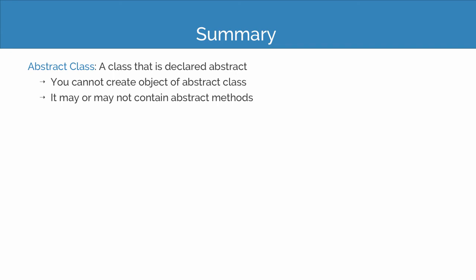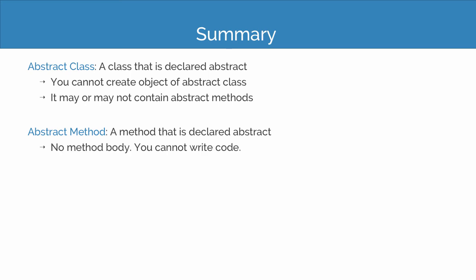So let us now summarize our topic. What is an abstract class? A class is known as abstract when it is declared abstract, and it needs to follow some rules, such as you cannot create the object of the abstract class. And then the abstract class may or may not contain abstract methods. Proceeding forward, we saw what an abstract method in Java is. Of course, when a method is declared abstract, it is known as an abstract method. And again it follows some rules, such as the abstract method does not contain any method body. That is, you cannot write code within the method.